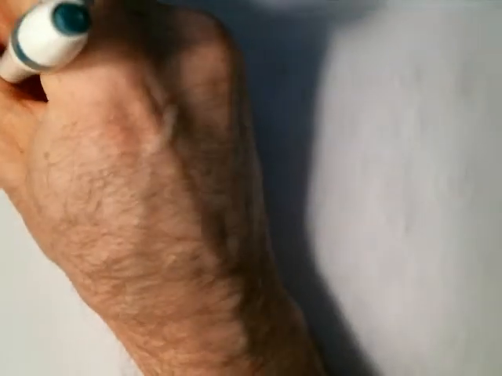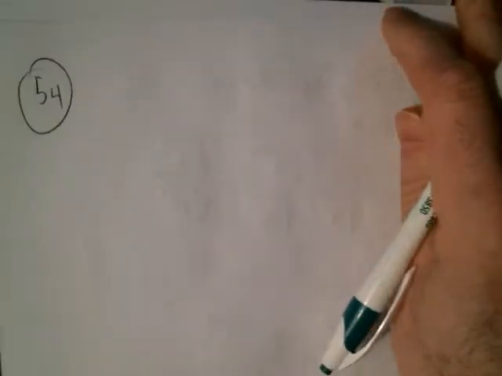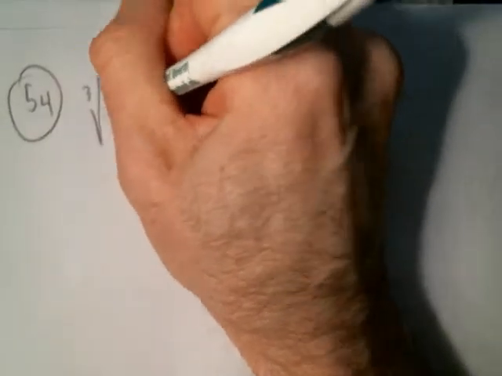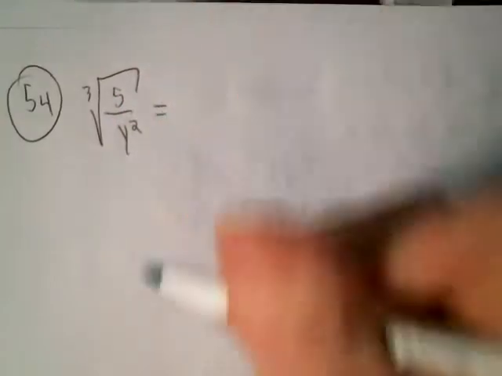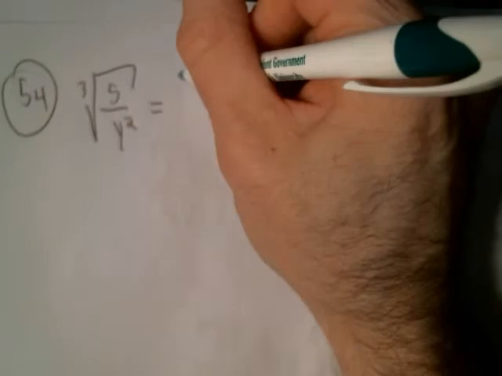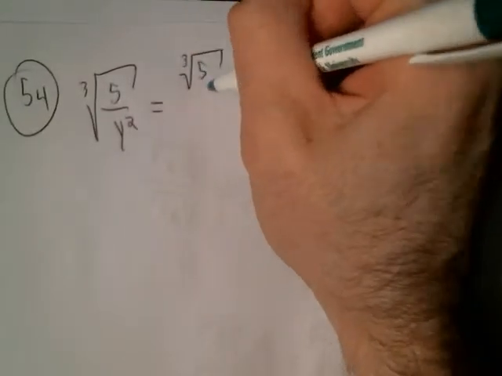Okay, so 54. We have the cube root of 5 all over y squared. The first thing, again, I want to do is get this split into two parts.